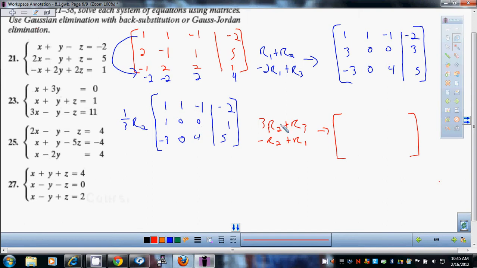Which row is not changing? Row 2? 1, 0, 0, 1. I'll change colors. All right. 3 times row 2 plus row 3. So 3 times row 2 is going to be 3, 0, 0, 3. Adding that to the bottom row, that's 0, 0, 4, 8.